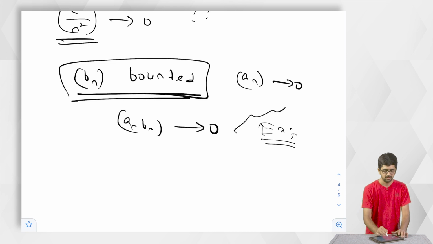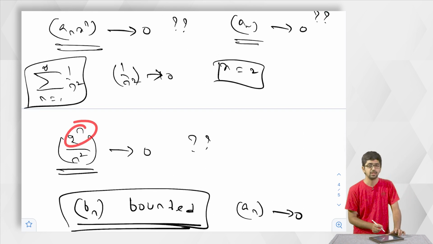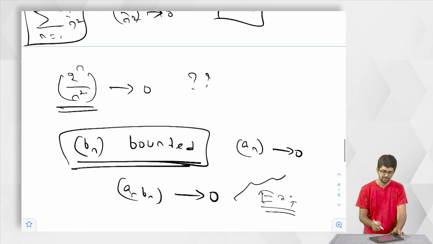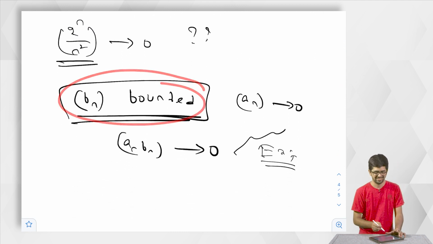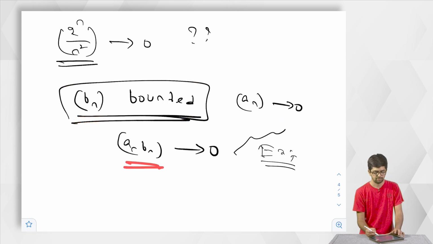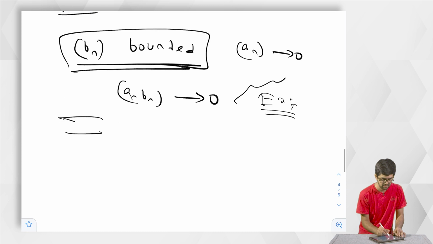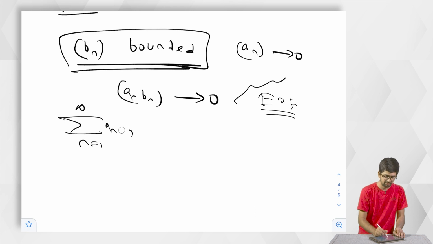Check for yourself. See, this was the problem when we were dealing with 2 power n. 2 power n is unbounded, so it is not a counterexample to anything. So you take any bounded sequence and any sequence that goes to 0, then their product goes to 0. Then one can talk about the convergence of the series, summation an bn, n equal to 1 to infinity. So in this case bn is x power n. I said we are dealing with power series.